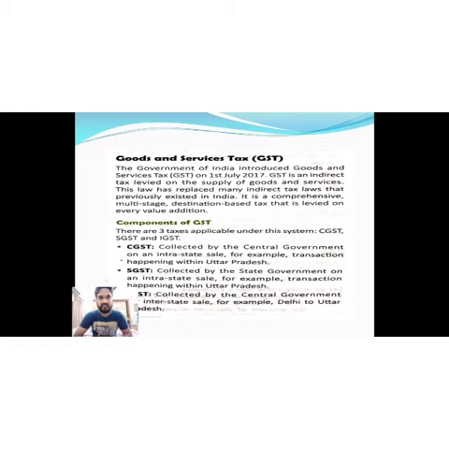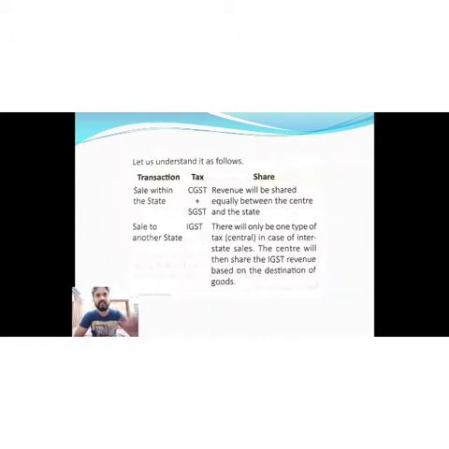Now the third one is IGST. This is collected by the central government on an interstate sale, meaning a sale from one state to another state, that is Delhi to Uttar Pradesh, Haryana to Punjab, Rajasthan to West Bengal, etc. So IGST is a central government tax when a transaction is held between two states or more than two states. The concept of GST is very easy.